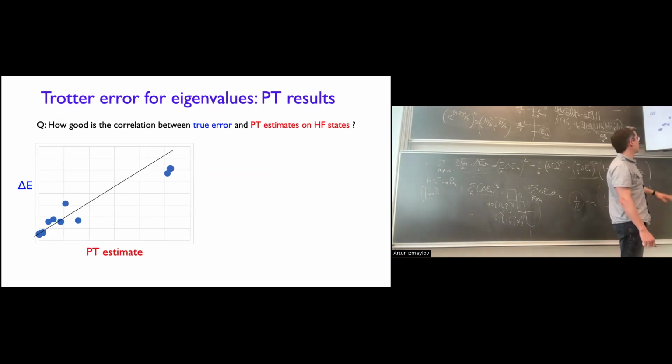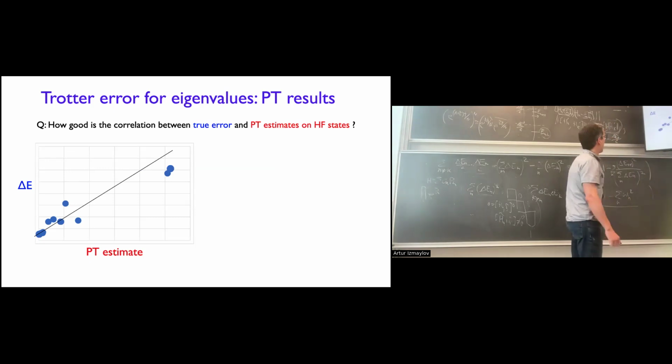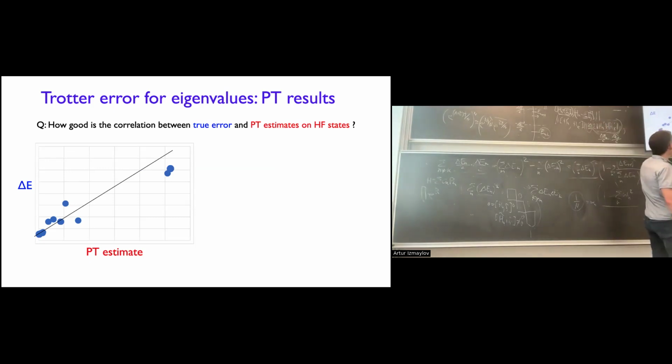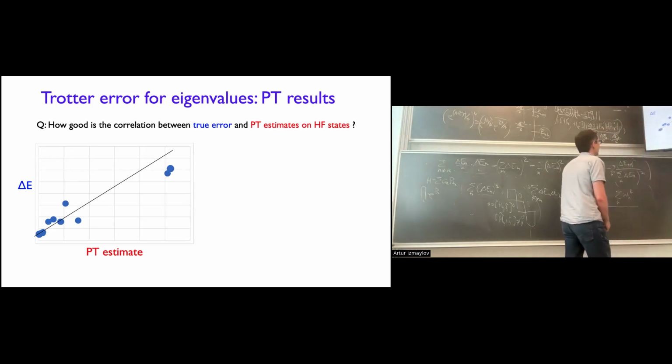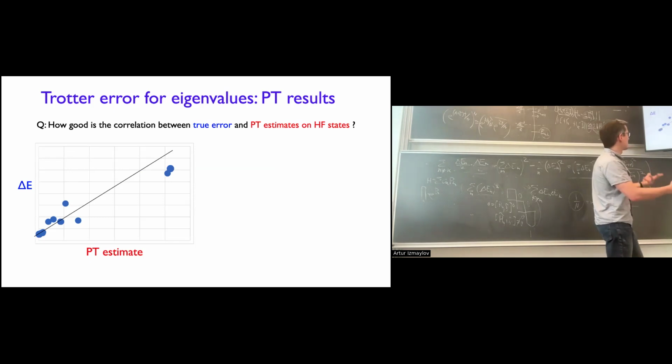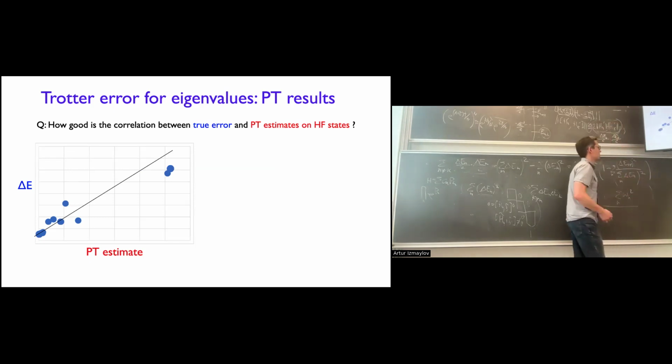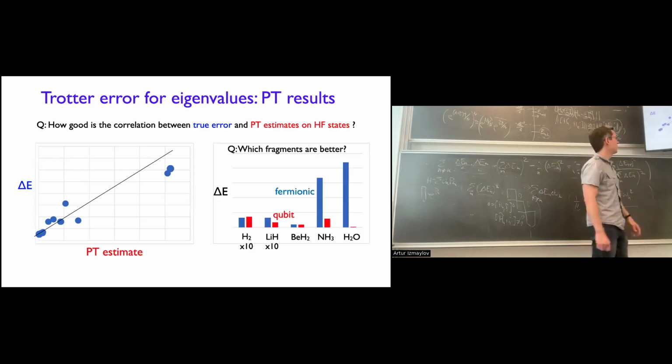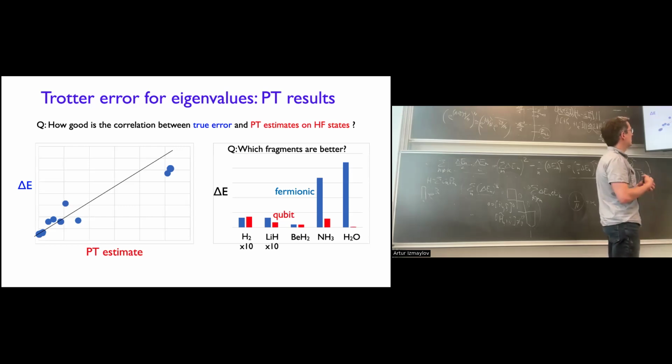All right, and then if we look at this PT estimate, the perturbation theory estimate, and the true error that we now obtain from the eigenvalues, the correlation between the two is very good. We could make it even better if we reduce the time step. Here the time step was selected judiciously.